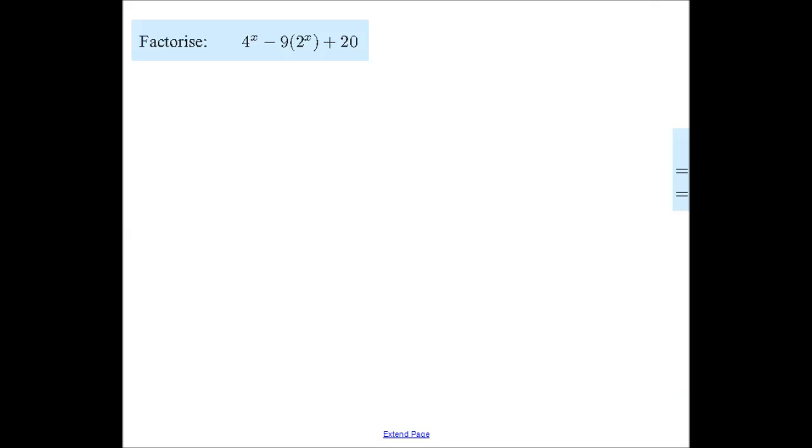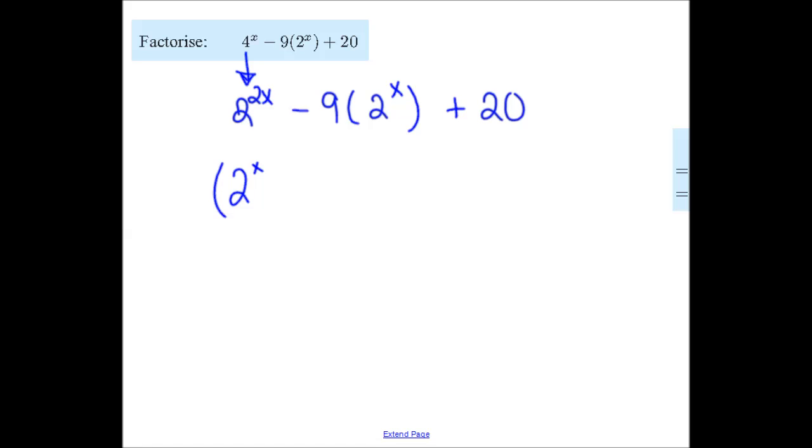We should also be able to work with just factoring any old kind of trinomial looking exponential equation. So 4, again, is a perfect square. We can write 4 as 2 squared. So we've got 2 to the 2x minus 9 times 2 to the x plus 20. Okay, so we've got 2 to the x squared.